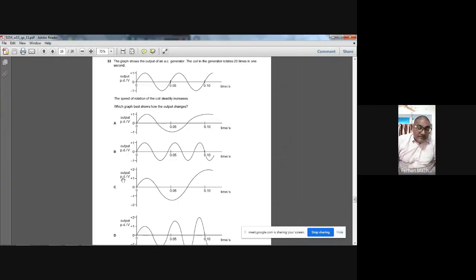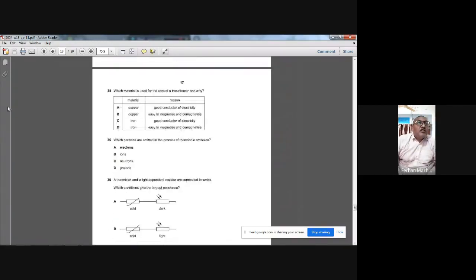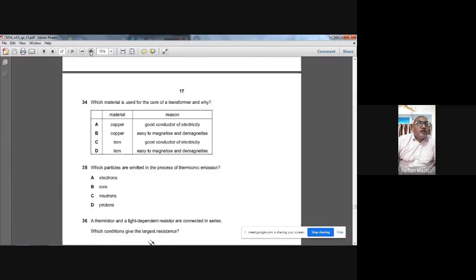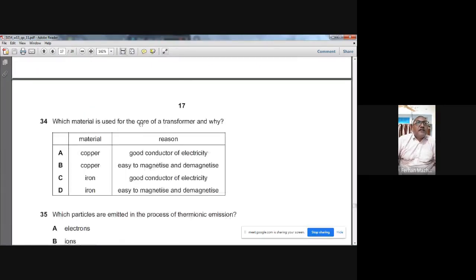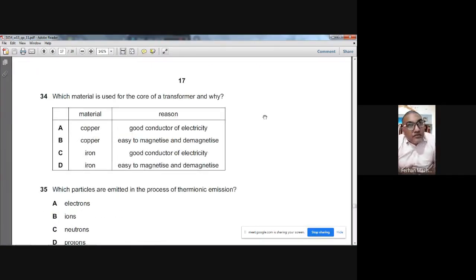That was question number 33. D is the option. Next question. Question number 34: which material is used for the core of the transformer and why? For the core of the transformer, we always use iron, and the reason is it's a soft magnetic material. It is easily magnetized. It is easily demagnetized. So 34, D is the option.